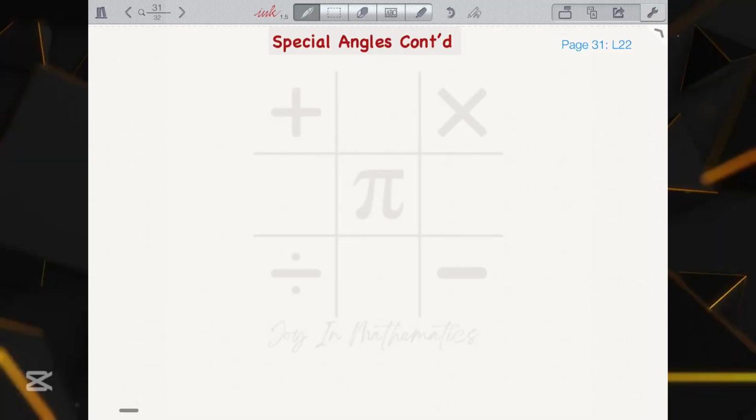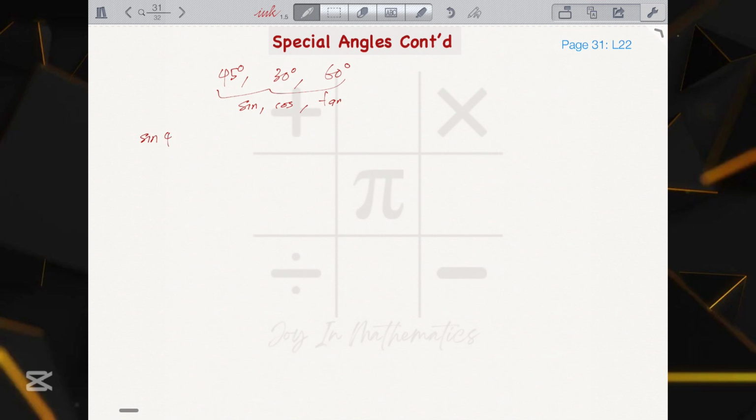In our previous lesson video, we dealt on special angles. We dealt on angles 45 degrees, 30 degrees, and 60 degrees. For these three angles, we evaluated the sine, cosine, and tangent of each. So let's take a quick recap.